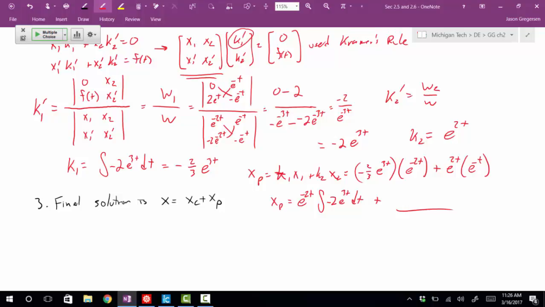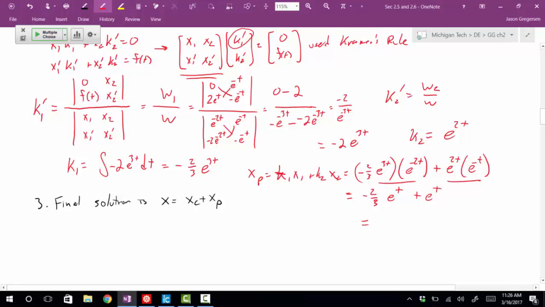Okay, I do want you to do the integrals, though, because if you actually do the integrals, a lot of times you get simplifications like this. If I simplify this, I get negative 2/3. That simplifies to e to the t. Plus this simplifies to e to the t. This simplifies to 1/3 e to the t. That's much easier to use in that big, long, ugly expression. So you want to do those simplifications when you can.